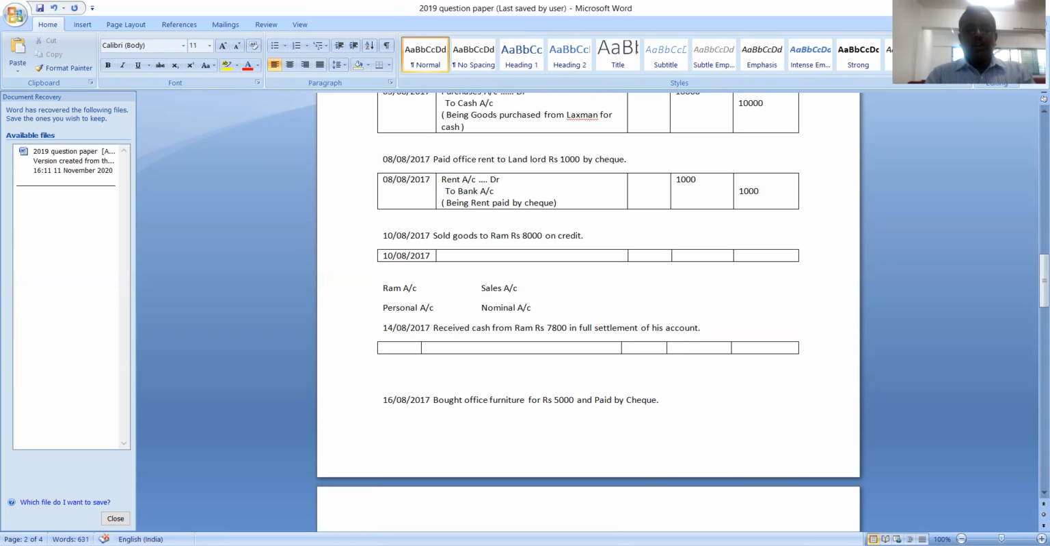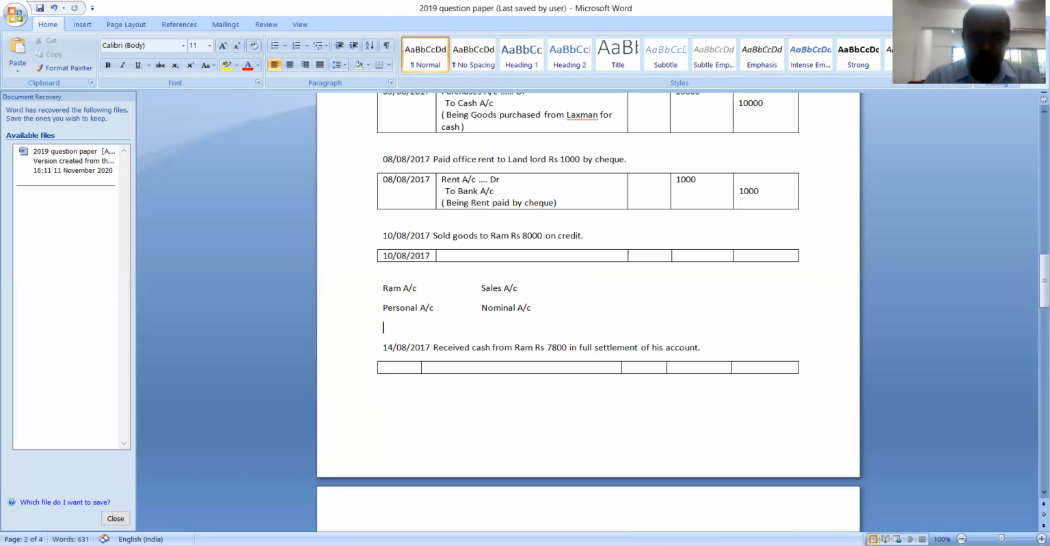See here, if it is a personal account, don't think much. Just see whether that person is receiving the benefit or giving the benefit. Here, sold goods to Ram in the sense Ram is the receiver, Ram is receiving the benefit. So, debit is the receiver. So, which account should be debited? Ram's account should be debited and another account should be credited. Why we should credit the sales account? Because sales are income. What is the credit rule of nominal account? Credit all incomes and gains. So that is the reason we are crediting sales account.